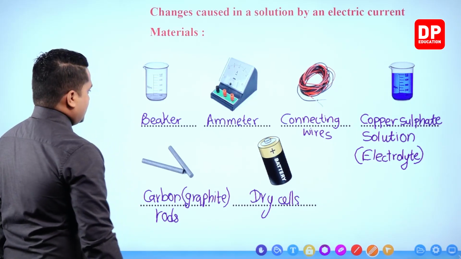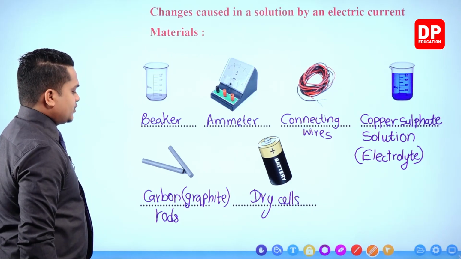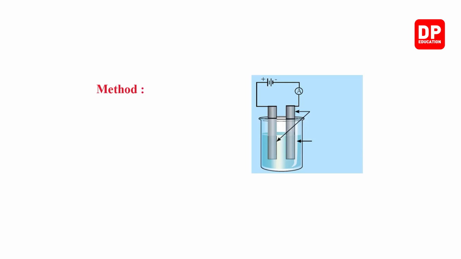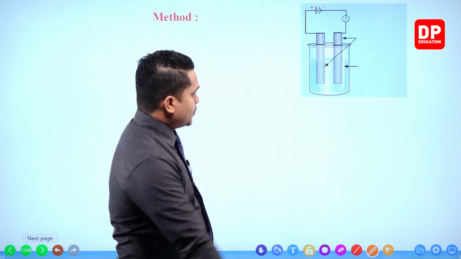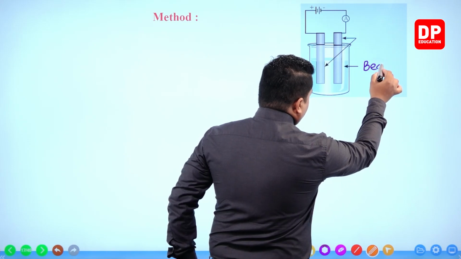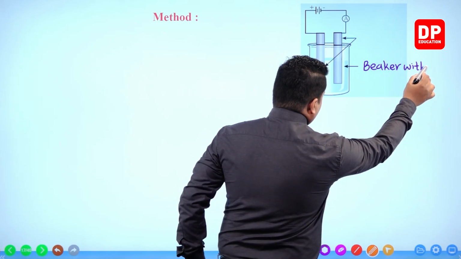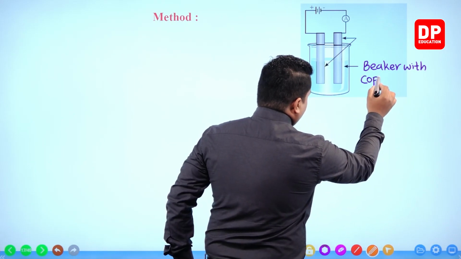Now let's head on to see the method of doing the experiment. Let's observe the method. Here you are given a figure. It's very easy. This is the diagram, my dear children. Here you can observe a beaker with copper sulfate.